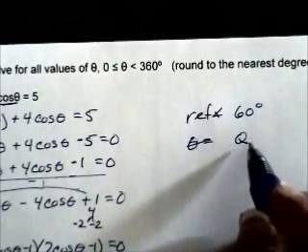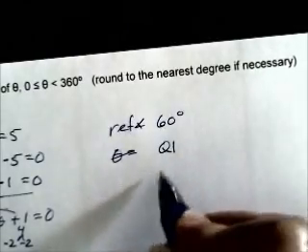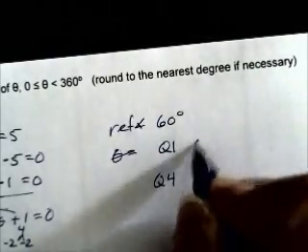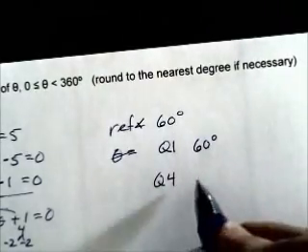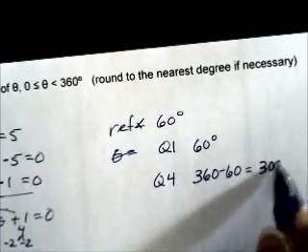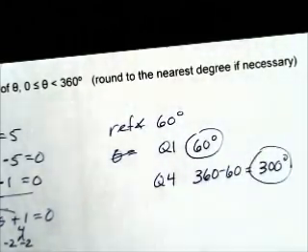So let's put down quadrant 1 and quadrant 4. Right, that's where our cosine is positive. 60 degrees, and in quadrant 4, that's 360 minus 60 is 300 degrees. There are two values for theta.